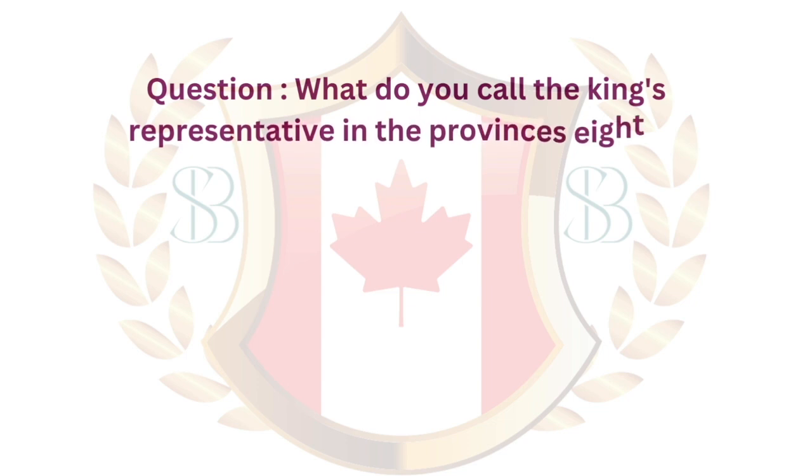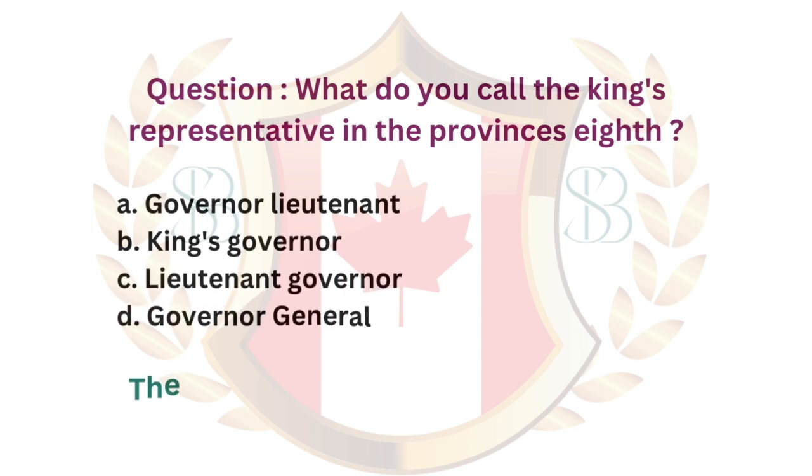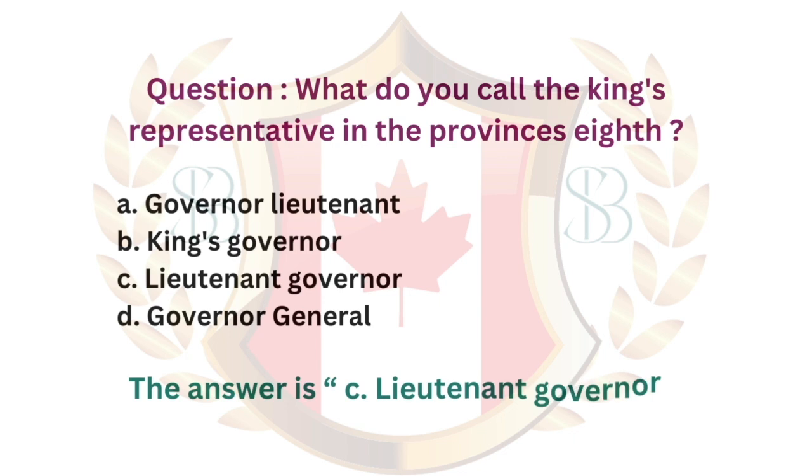Question. What do you call the King's representative in the provinces? A. Governor Lieutenant. B. King's Governor. C. Lieutenant Governor. D. Governor General. The answer is C. Lieutenant Governor.